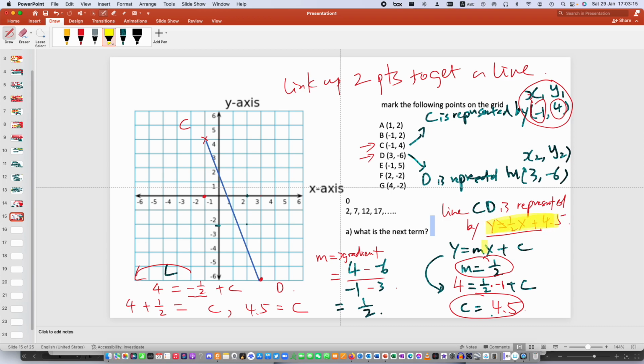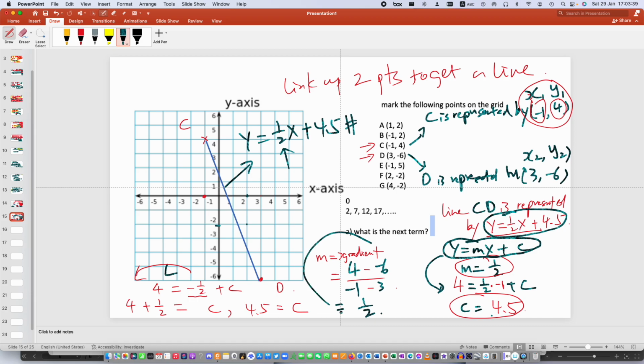Can you see this one? Okay, so your line is represented by this. So basically this line you can call y equals half x plus 4.5. How do you find the m? By this formula. How do you find the c? By doing this. Step 1, step 2. Are you clear? Are you clear now?